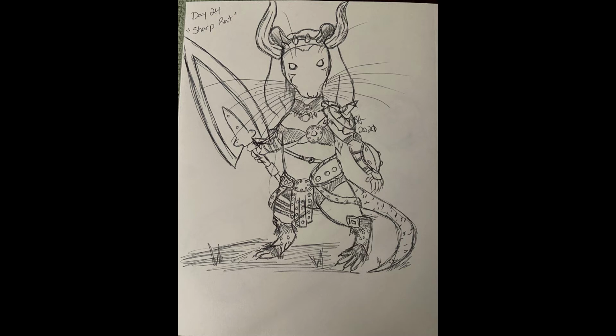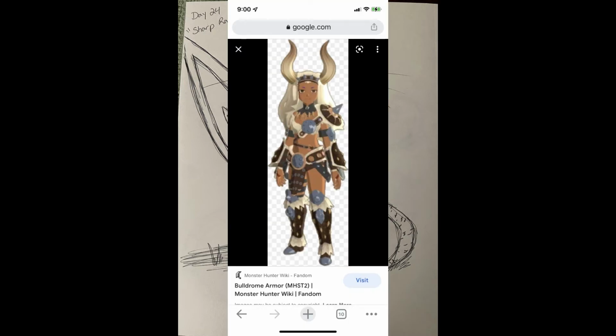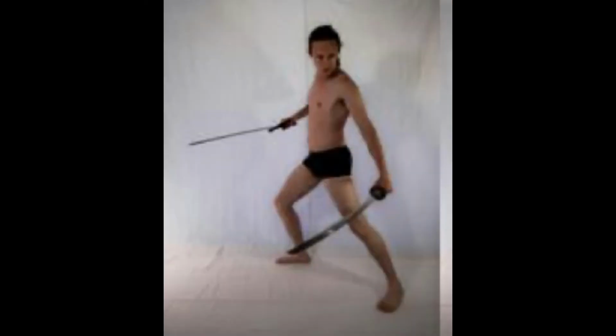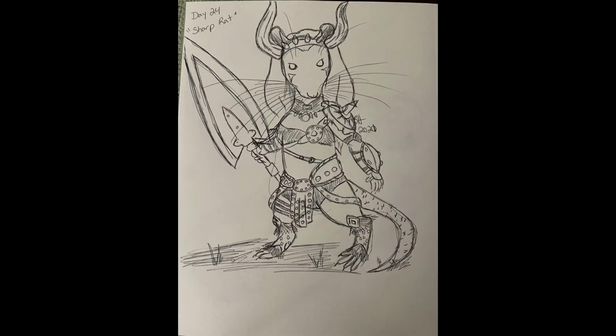For Sharp Rat, I did a Monster Hunter crossover, and I think it's called Bulldrome armor, and I just had so much fun putting all the little bits and details, and I kind of made it a challenge to see how I could make this into a rat style armor instead of so human, I guess.